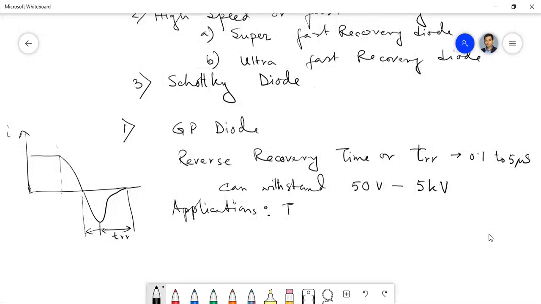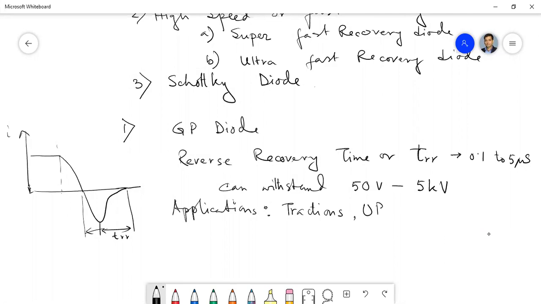Okay, so applications are traction. Traction means the railway application, because you know that most of the short distance railways, that means the metro, suburban railways, use DC for their motors. So DC motors are used, but normally the supply we have is AC. So in that we use this type of power diodes.